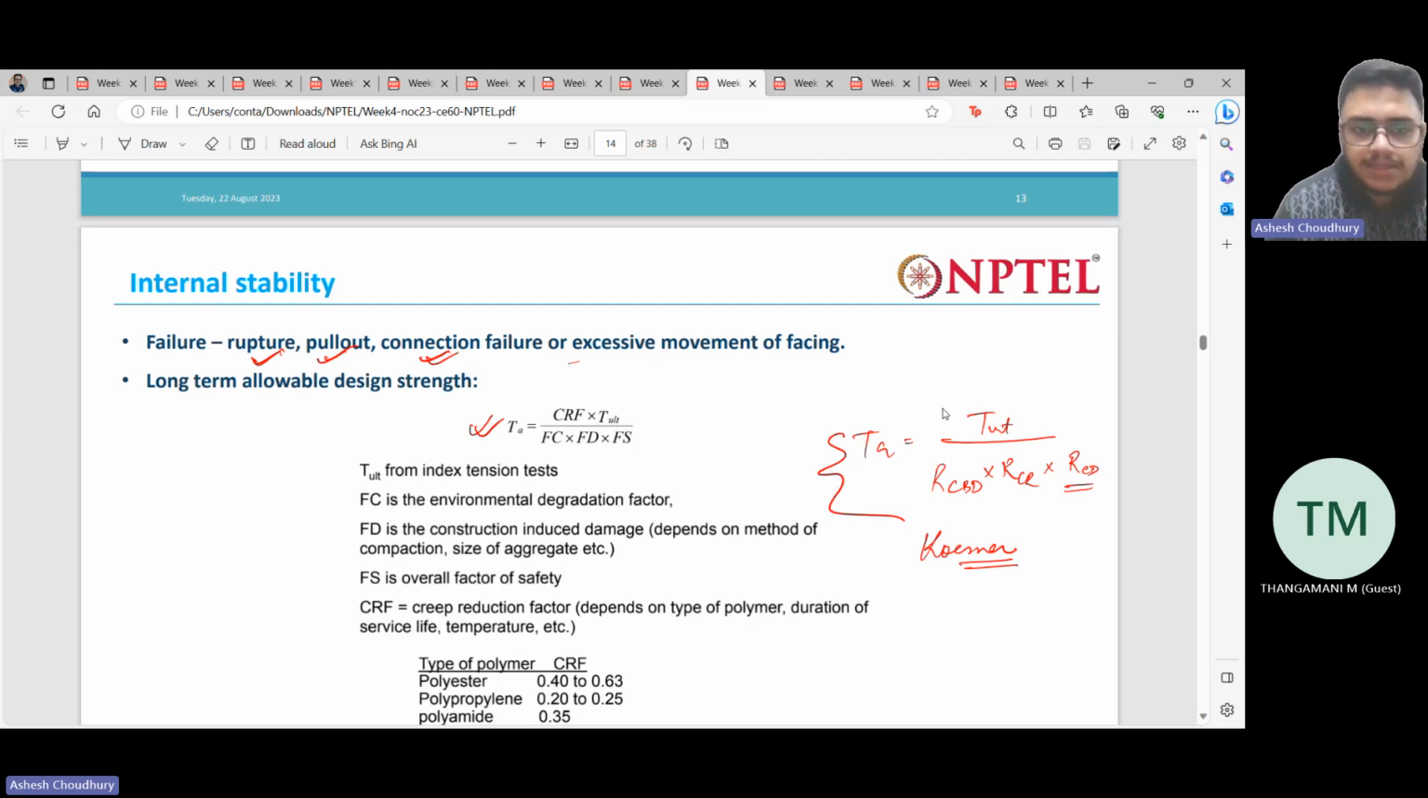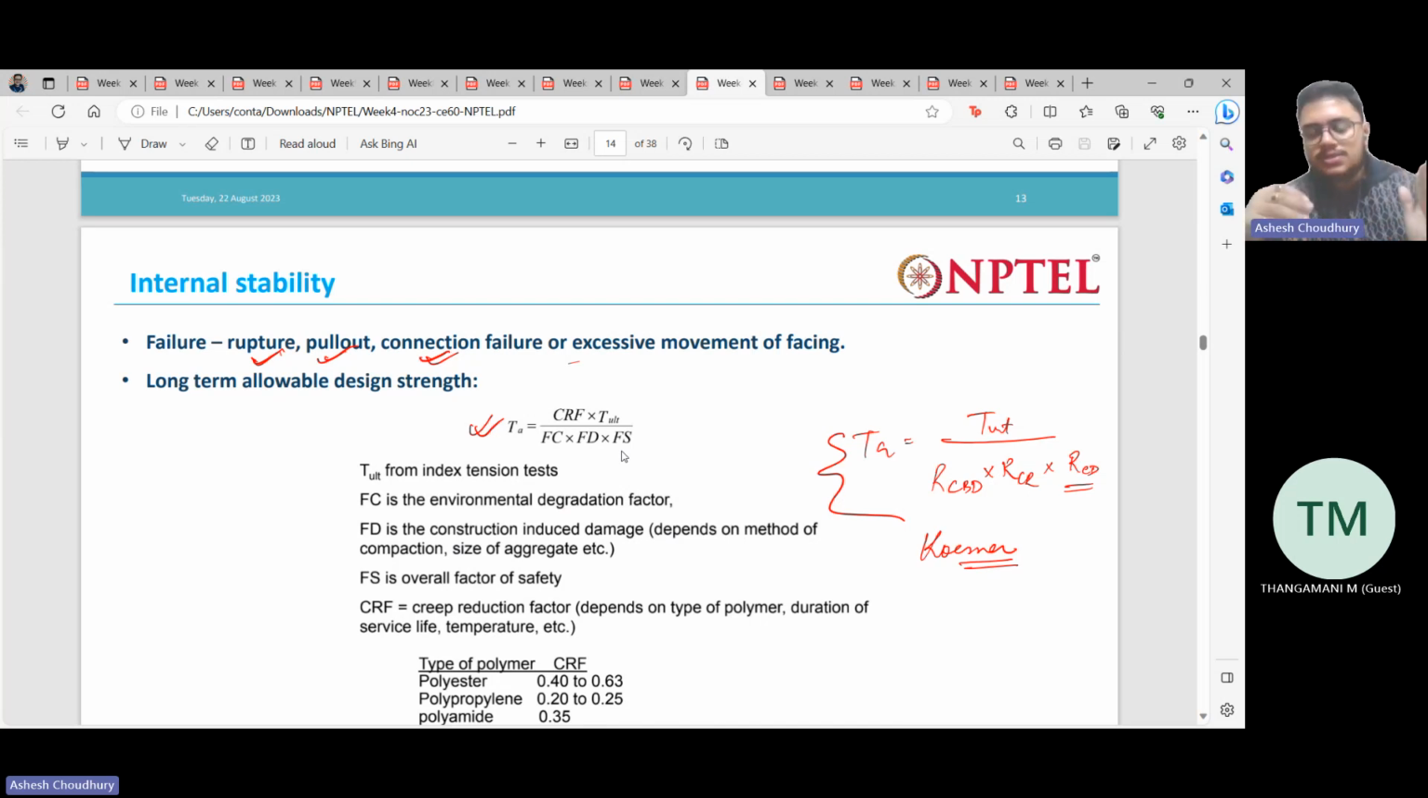Then this ends the external stability. Then we had the internal stability. Internal stability means there should not be any rupture of the reinforcement, and the reinforcement also should not fail in pull out. So we checked for rupture and pull out, and also one more failure that can happen, that is the connection failure. That means this reinforcement is connected to the facing, right? So this joint should not break.